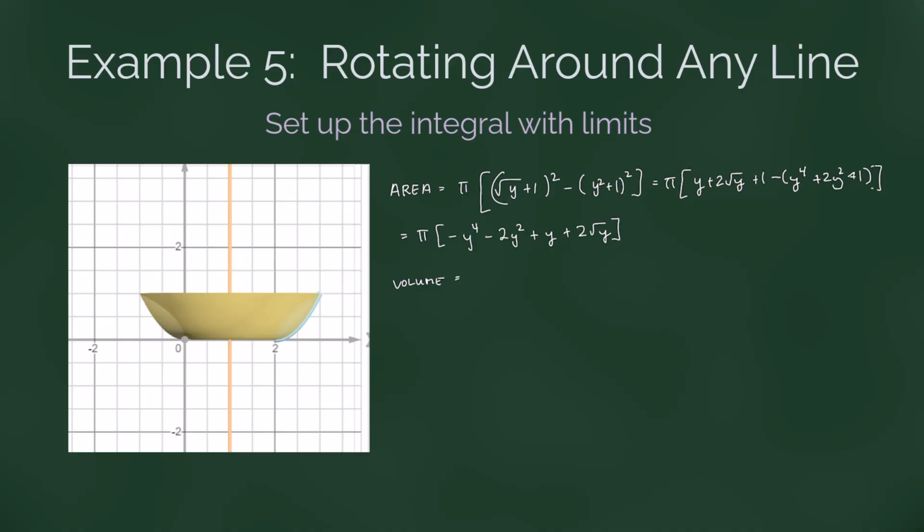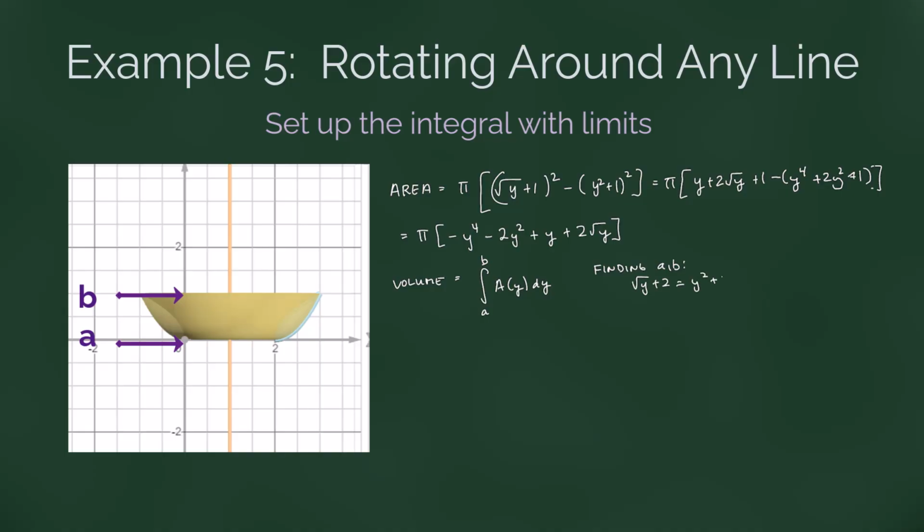Our volume is, as always, going to be the integral from a to b of our area function dy, because we're integrating along the y-axis. We need to figure out our a and b values.